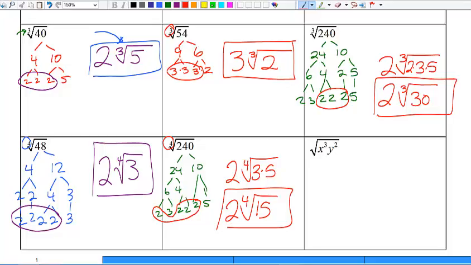On our next problem, it looks a little bit different, doesn't it? We have x's and y's. Okay, well, if you think of x cubed as x times x times x, and y squared as y times y, well, you could just write them out in its prime factorization, and because this is a square root, we're looking for groups of 2. So I have a group of 2 of x's, and I have a group of 2 of y's. So the x goes out, the y goes out, and the lonely x has to stay inside the radical.